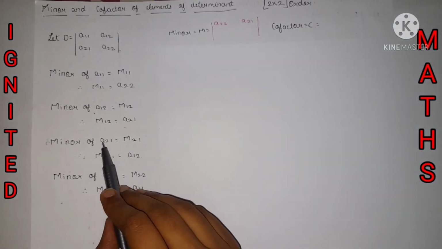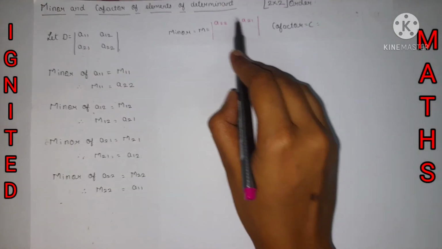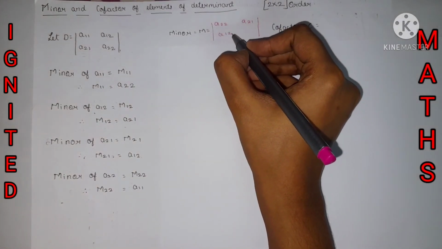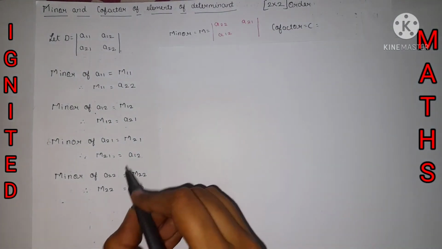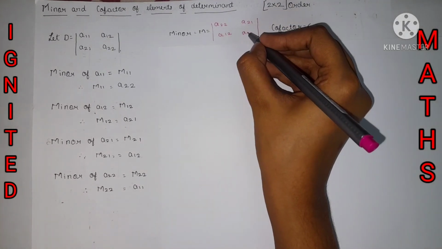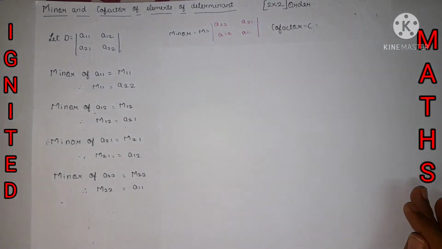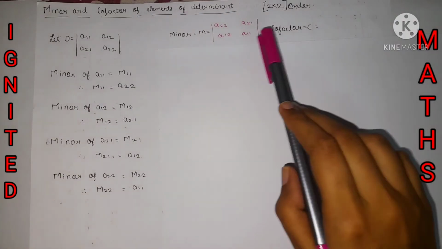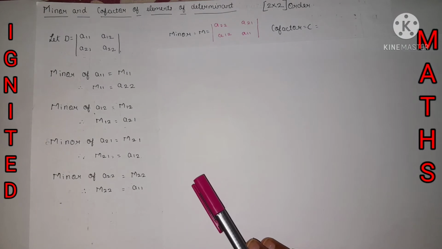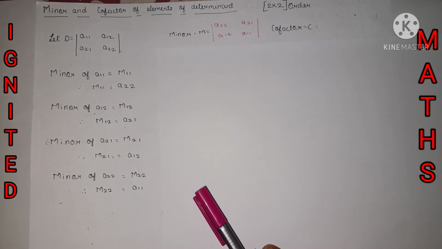Over here, the minor of the A21 element, which is second row, first column, is A12. The minor of A22, that is second row, second column, is the A11 element. This is how we need to represent it in the determinant. Find the minor and the cofactor of the elements of the determinant. Now let's find the cofactor of the elements of the determinant.